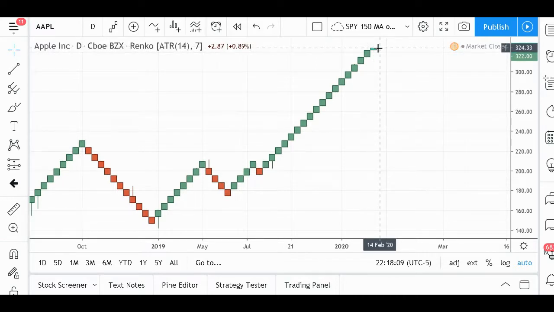Now, when you wake up the next day, the next daily, or I shouldn't say daily because time has nothing to do with these bars. But the next price move, I should say, might give you a red brick, and that could be your time to get out. All right.